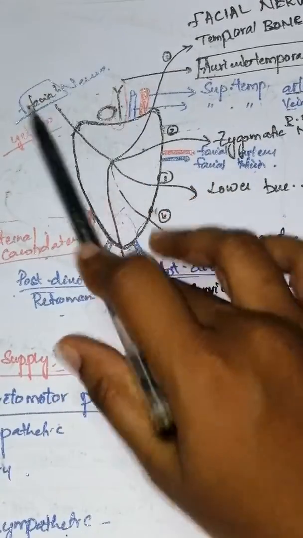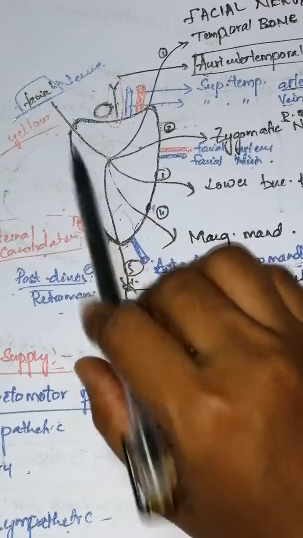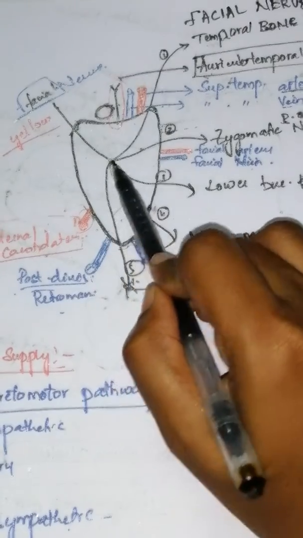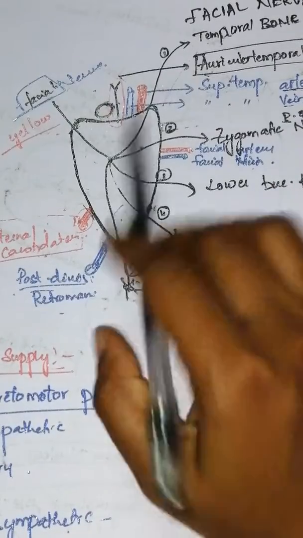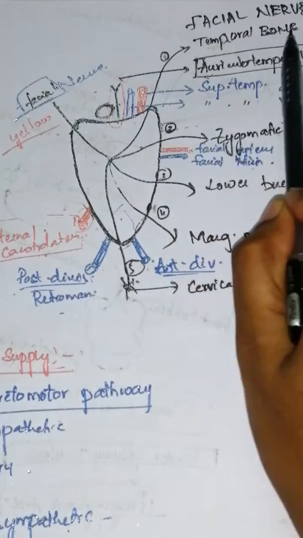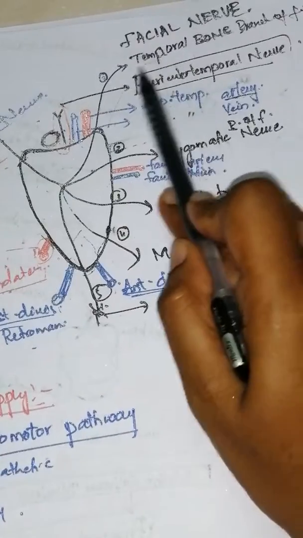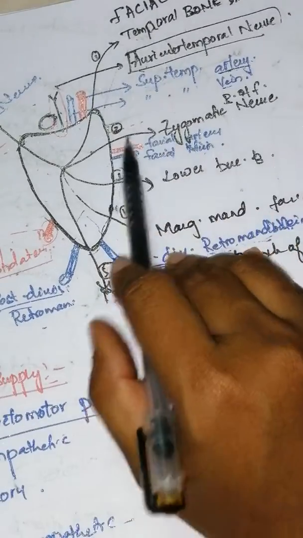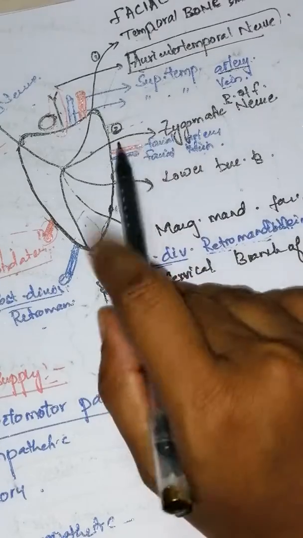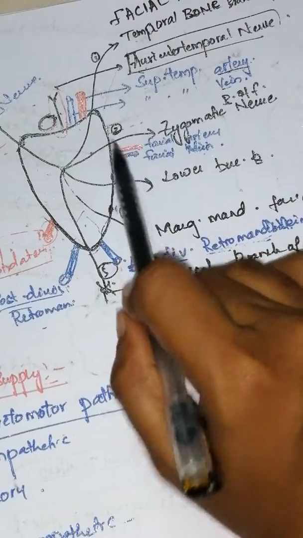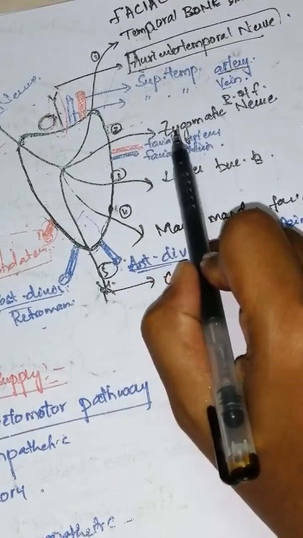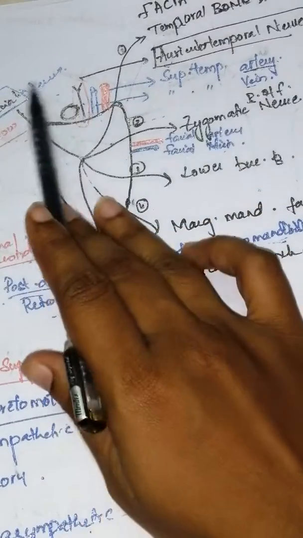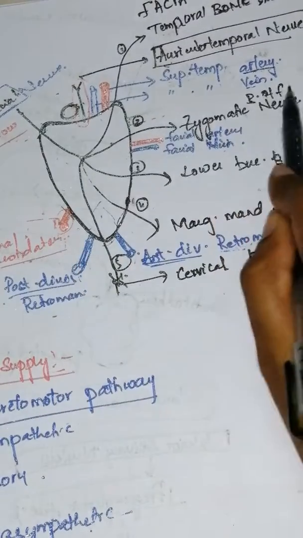And here the facial nerve is present, and the facial nerve will be divided into various branches after entering into the parotid gland. Here it is going to divide into 5 parts. In the temporal bone area, that is called the temporal branch of the facial nerve. And below the temporal bone, the cheek part arises, which has a bone called the zygomatic bone. So the nerve emerging from the facial nerve there is called the zygomatic branch of the facial nerve.